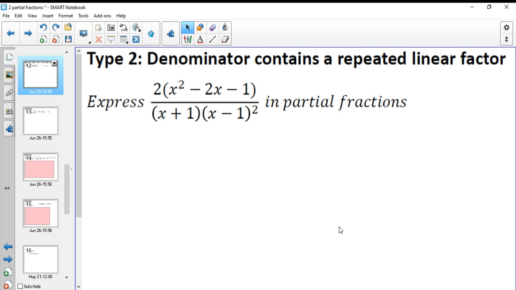This is lesson 2 on partial fractions. So in this video, we're going to look at type 2, where the denominator contains a repeated linear factor. As you can see, in this denominator, there is a squared factor. So that's repeated. So it's the same, but slightly different.